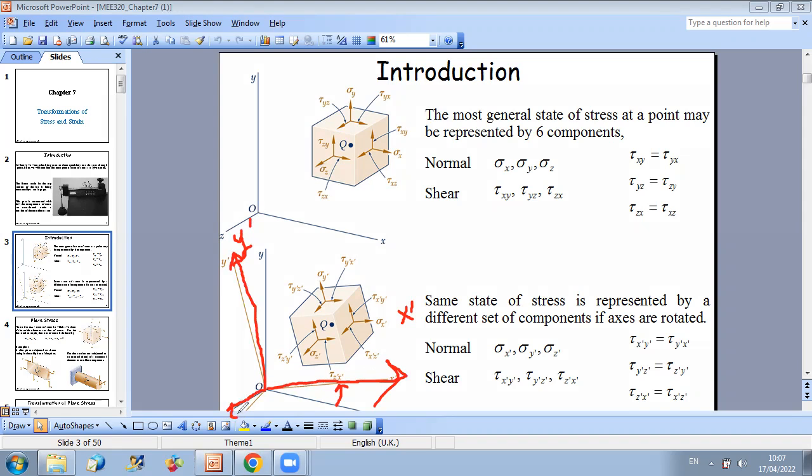How can I deduce the components of stress from my previous frame? So if I know sigma x, sigma y, sigma z, tau xy, tau yz, tau zx, how can I deduce the normal and shear stresses in the new frame? So this is what we will develop in this chapter.